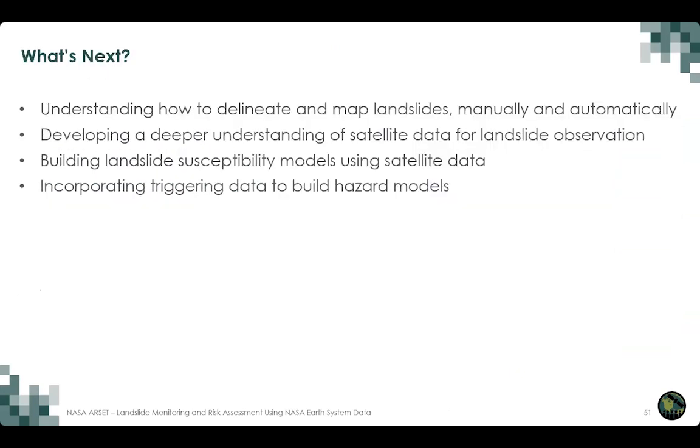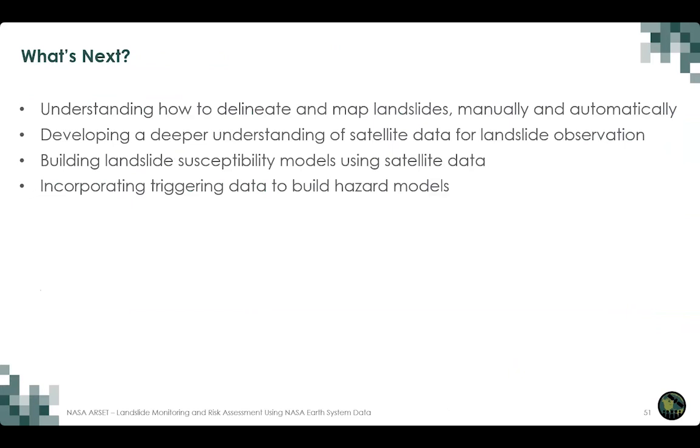So hopefully that's been an interesting introduction to some of the science that sits as part of both satellite data and landslides together. In the next 2 parts of this course, we're going to go into much more detail on how we can use satellite data to delineate and map landslides, both manually and automatically. We're also going to understand more about how we can exploit that satellite data to observe landslides and really understand the best types of data and the way in which we can use it most efficiently.